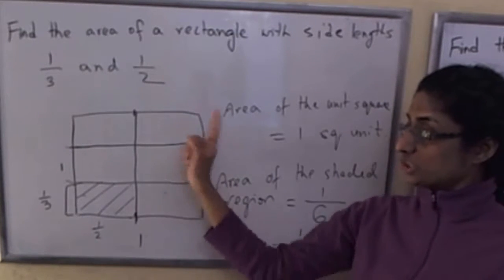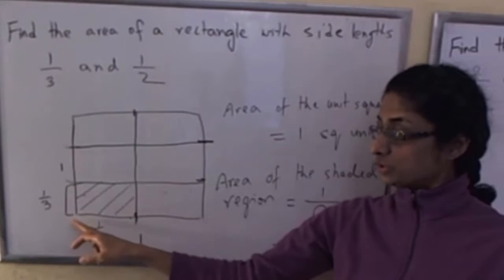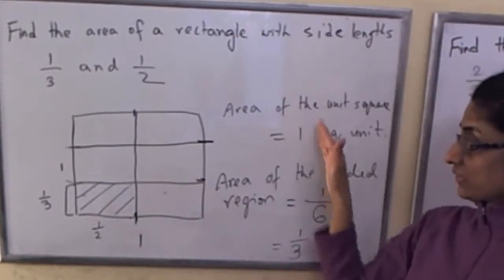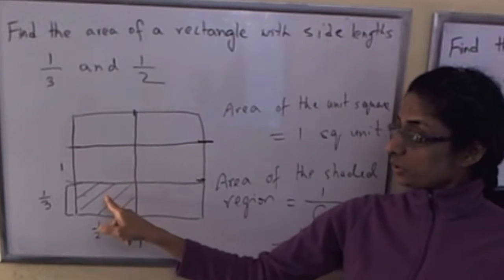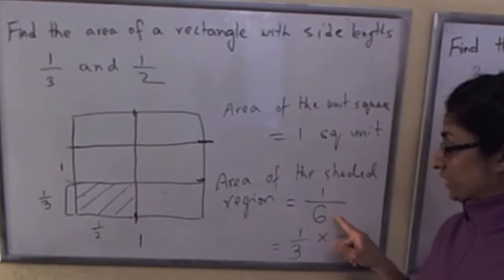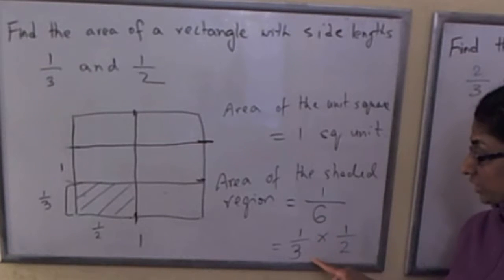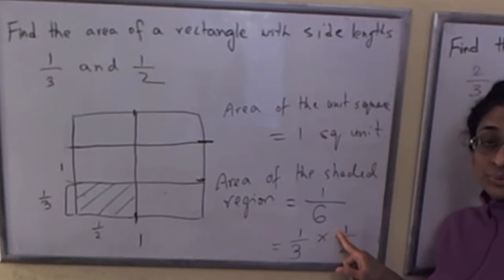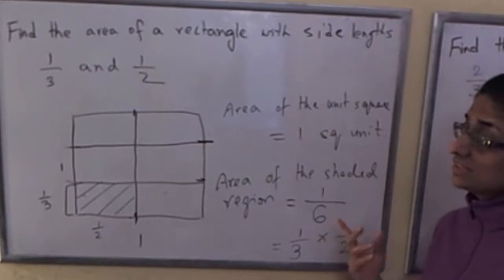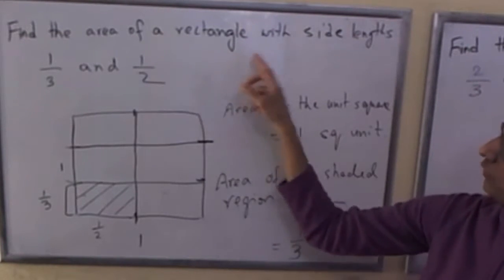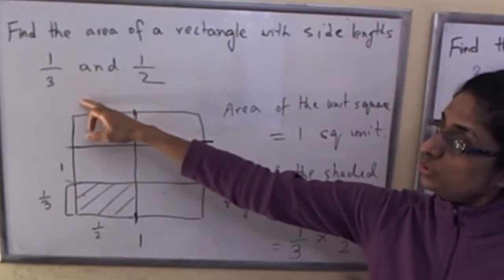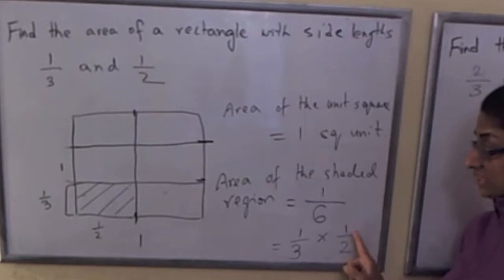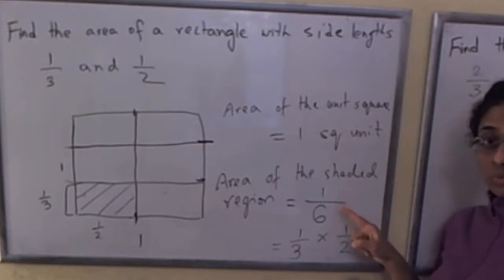We started with a unit square, and inside the unit square we were able to construct for ourselves a rectangle with those side lengths. And using this argument, we said that the area of such a rectangle is 1/6. We also commented that 1/3 times 1/2 is in fact 1/6, and hence, for remembering purposes, it's easy to say that the area of a rectangle with side lengths 1/3 and 1/2 is in fact 1/3 times 1/2, because it does end up giving us the answer of 1/6.